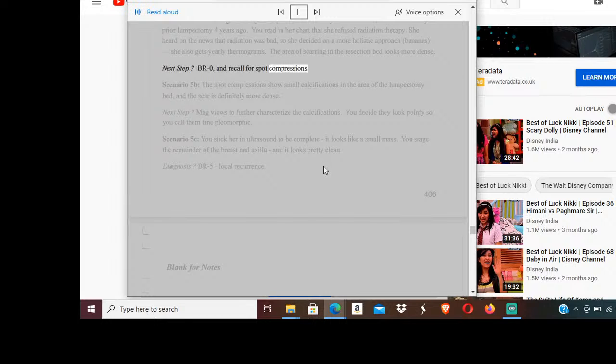Scenario 5B, the spot compressions show small calcifications in the area of the lumpectomy bed, and the scar is definitely more dense. Next step. Mag views to further characterize the calcifications. You decide they look pointy, so you call them fine pleomorphic. Scenario 5C, you stick her in ultrasound to be complete, it looks like a small mass. You stage the remainder of the breast and axillae, and it looks pretty clean. Diagnosis. BR5, local recurrence.